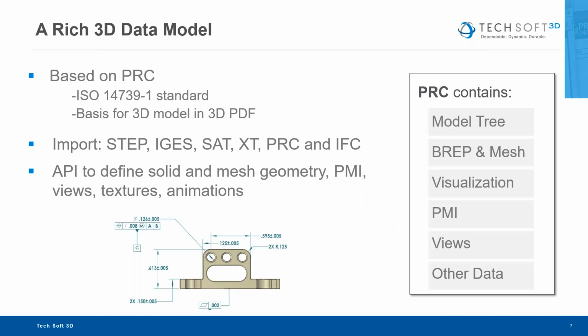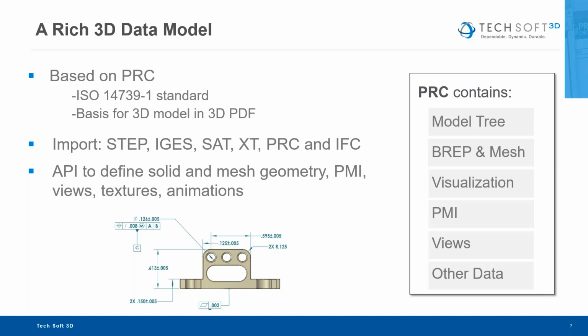Central to this whole concept is the idea that if you want to be able to publish all the relevant information, you have to have a data model that allows you to contain all of that information. And for us, that data model is something called PRC. PRC is an ISO standard and has the ability to represent not only geometry in a variety of different ways, but all of the ancillary information that's needed for the presentation of that.